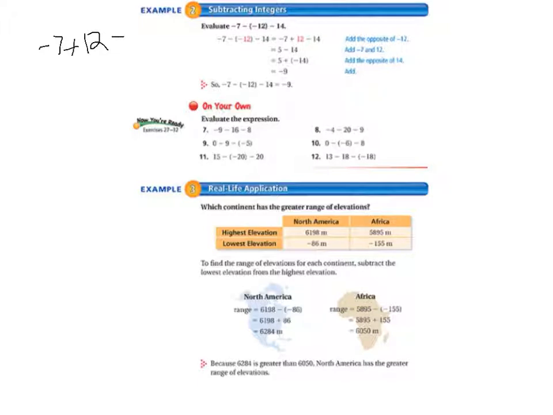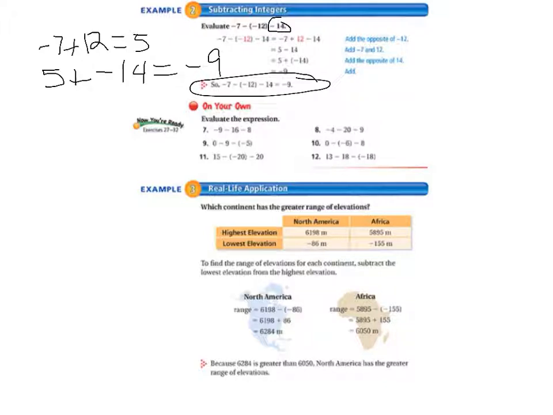So negative 7 plus 12 equals 5. And then now 5 is the first integer, and we are going to add the opposite of a positive 14. So that would be a negative 14. So when we do that, we end up with a negative 9. So our answer is negative 9.